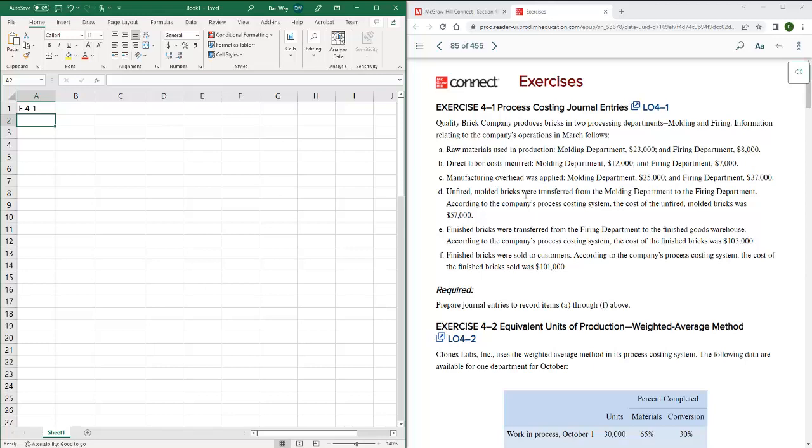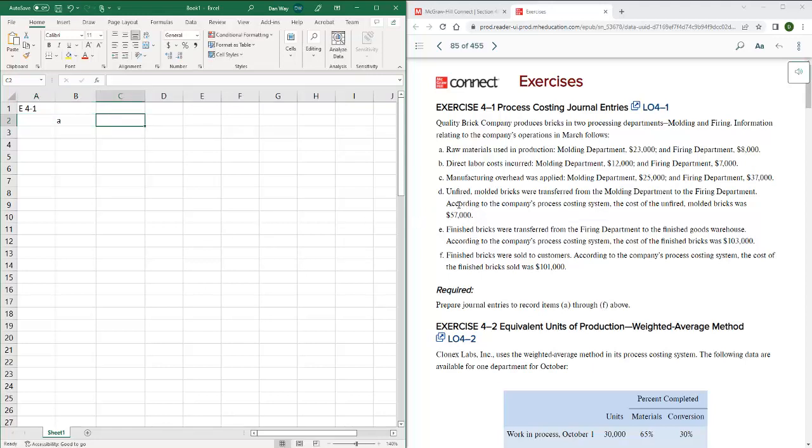4.1 said Quality Brick Company produces bricks in 2 processing departments, molding and firing. Information relating to the operations in March is shown here in letters A through F. And for these activities, or transactions if you will, we're going to prepare some journal entries.